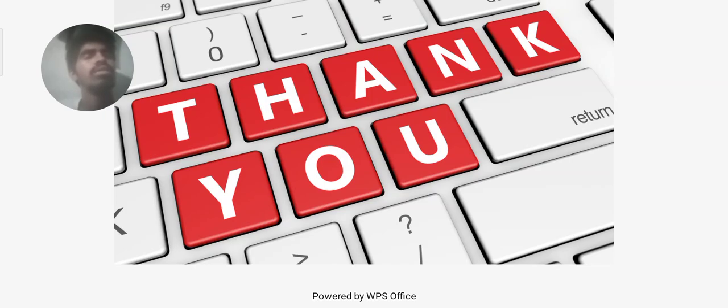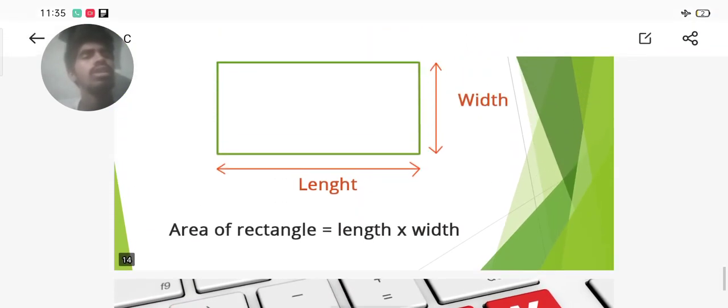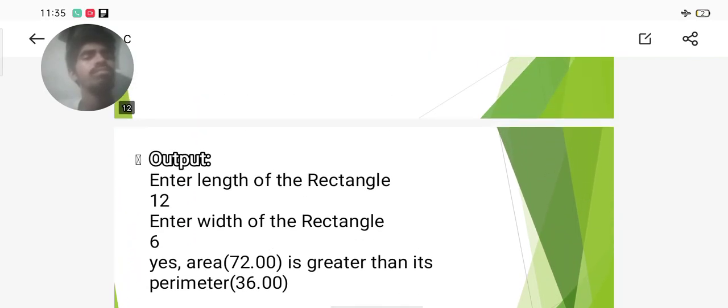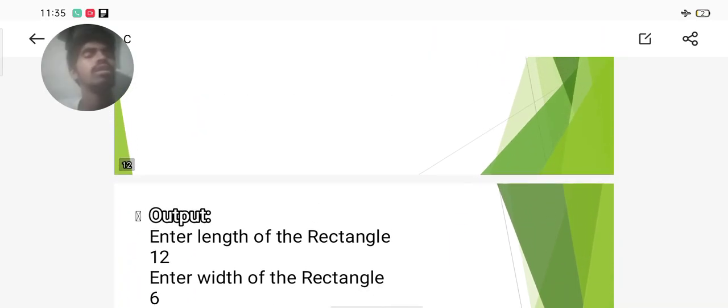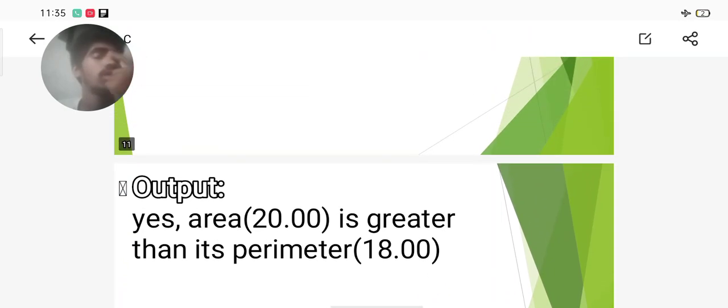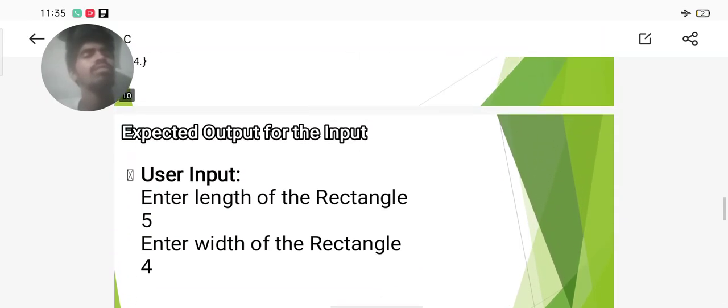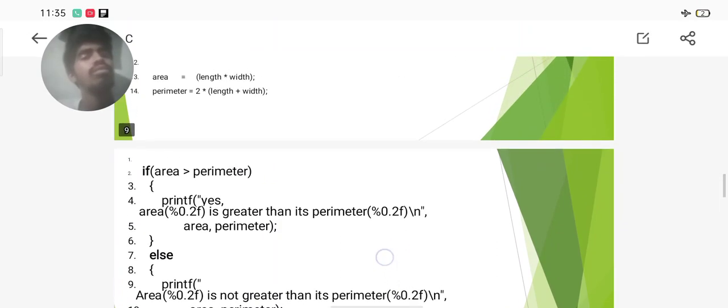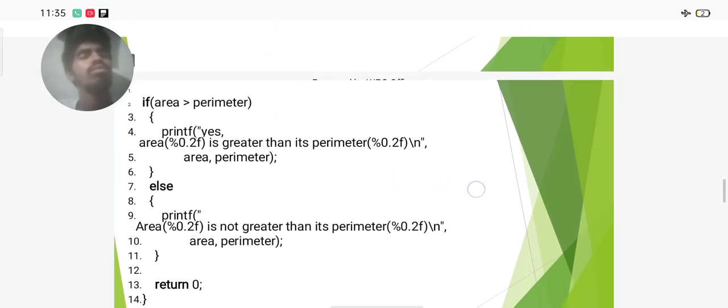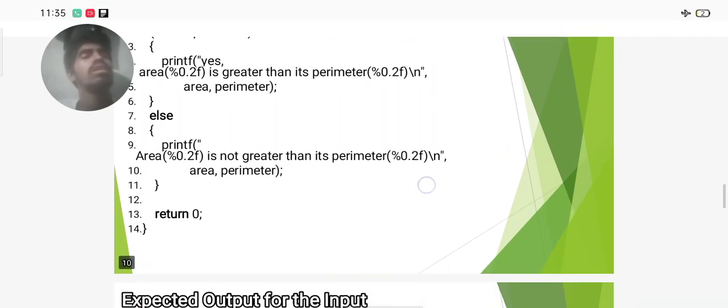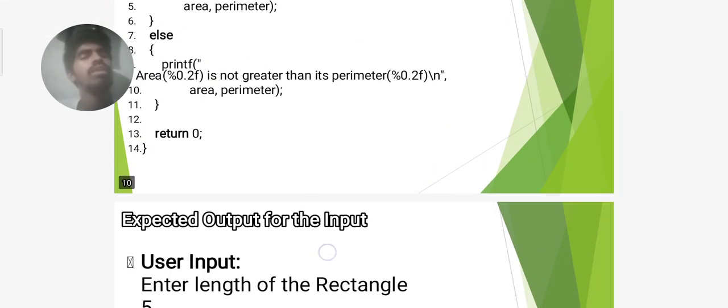Before leaving, I want to say that by using the C program, not only rectangles, we can solve many problems, like finding areas, perimeters, total surface areas, etc. We can find almost all formulas, but we need to know how to write the code in the C program. So this is a simple code we have written using the if else conditions, giving the area formula and perimeter formula.